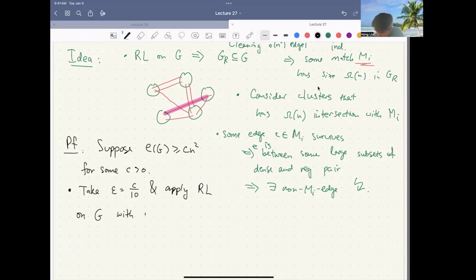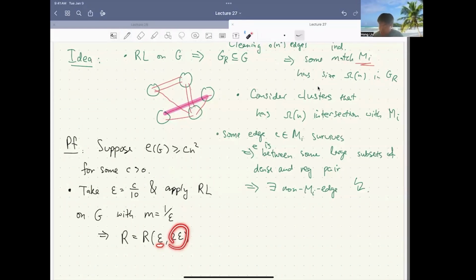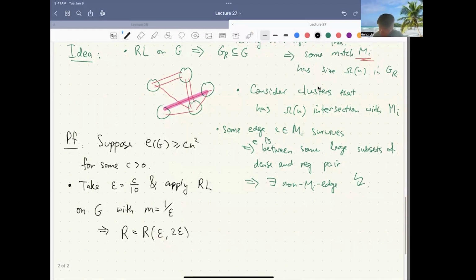With a lower bound on the number of parts to be 1 over epsilon, so that the number of parts in this partition is at least m. And since m is at least 1 over epsilon, the number of edges inside each cluster takes up only an epsilon proportion of all pairs, so it's negligible. Then we will get the reduced graph R, which is defined by these parameters. We only put an edge between two clusters if they are epsilon-regular and have density at least 2 epsilon. That's the reduced graph.